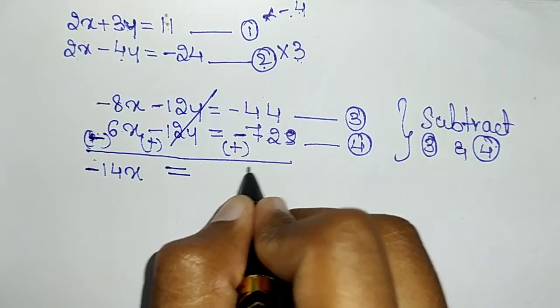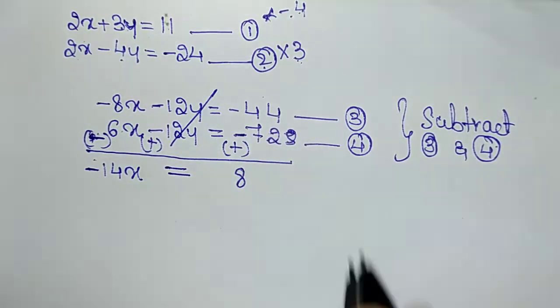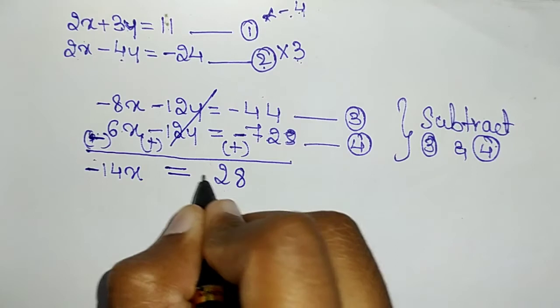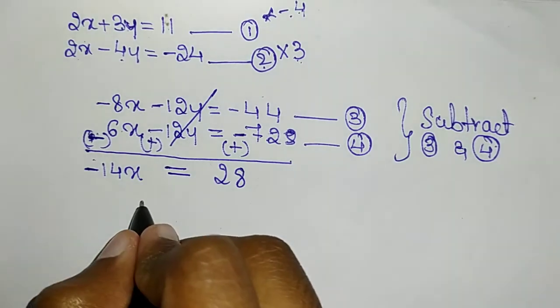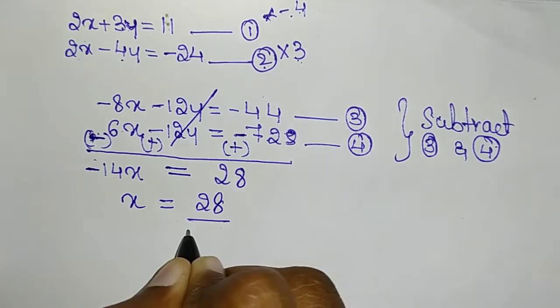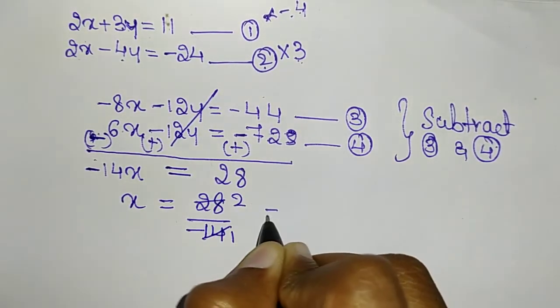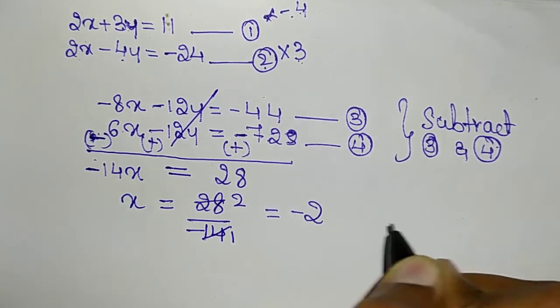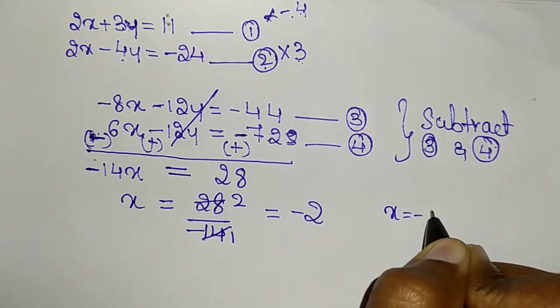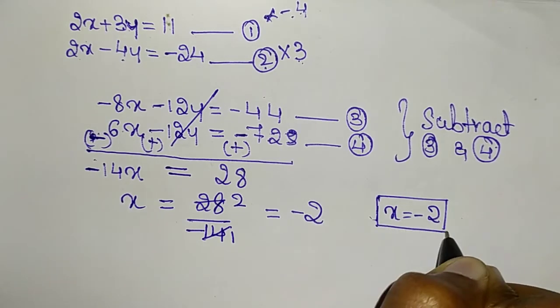12 minus 4 is 8. 6 minus 4 is 2. So it is 28. So now x is equal to 28 by minus 14. 14 twos are 28, which is equal to minus 2. So x is equal to minus 2 is our solution for one of the variables.